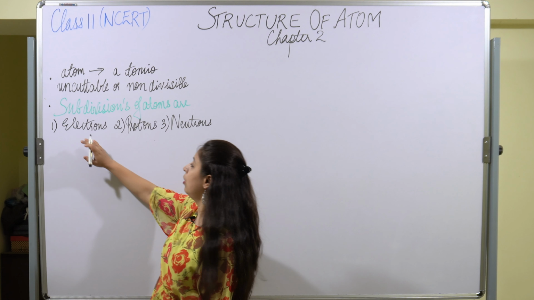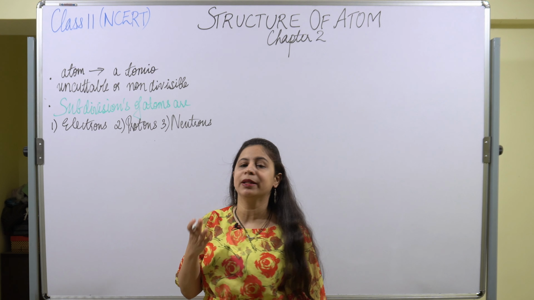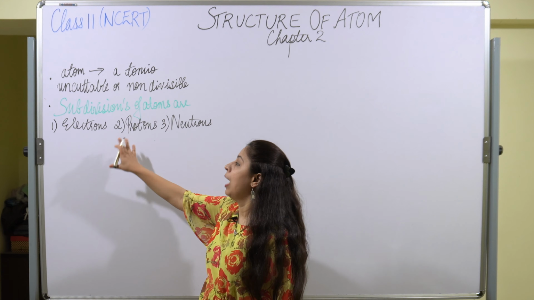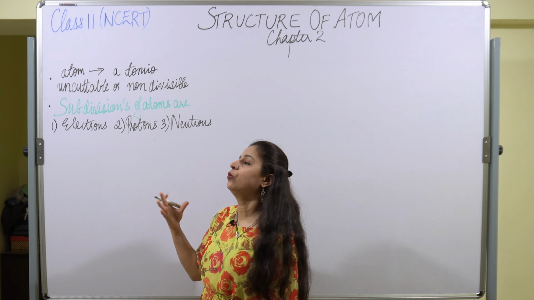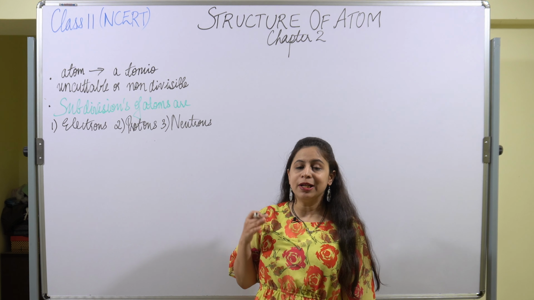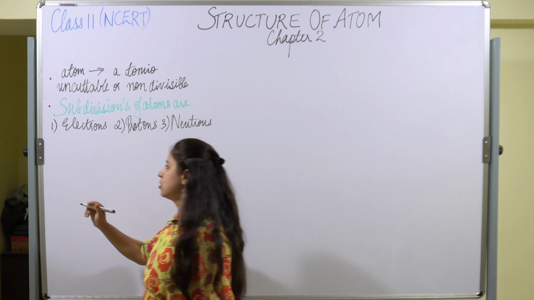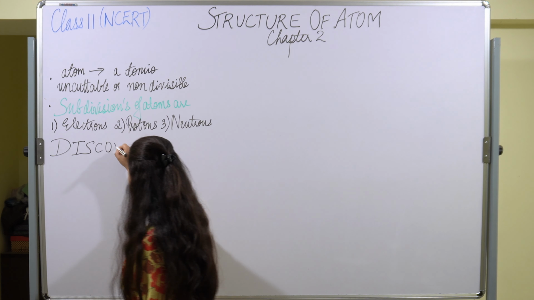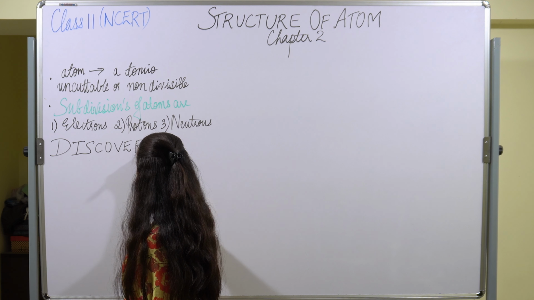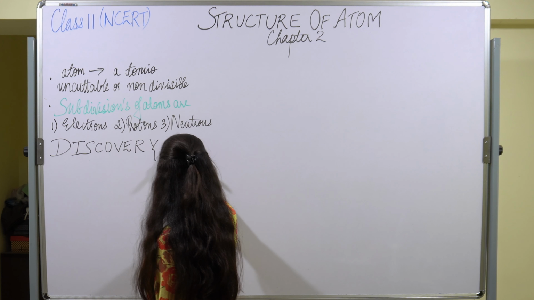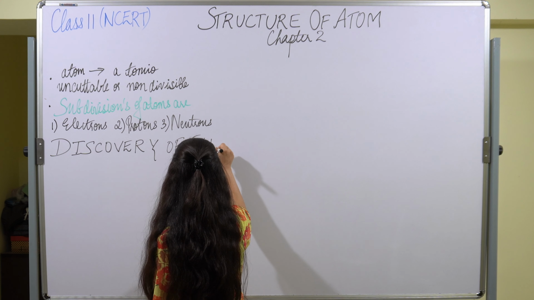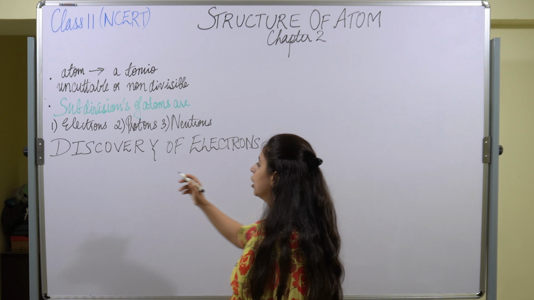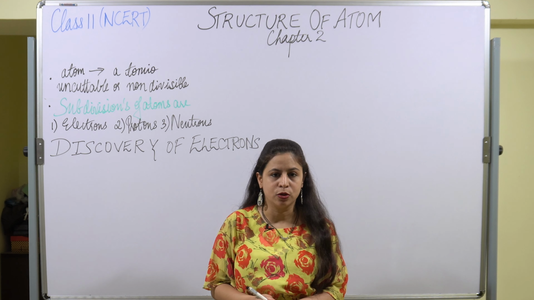All these were discovered by different scientists and different people, who were searching for how they came into existence. So let us start with the discovery of the electrons. Earlier, nobody knew what electrons are.